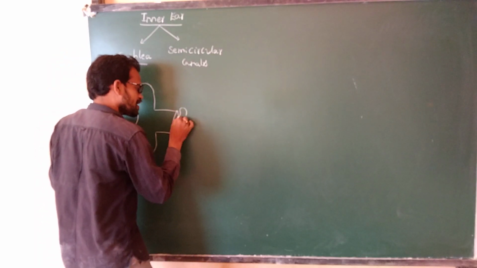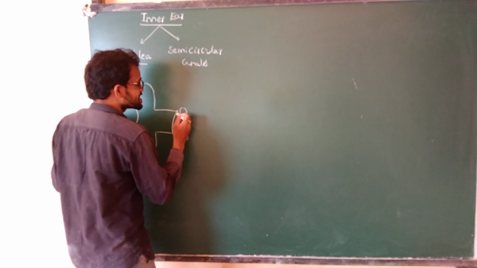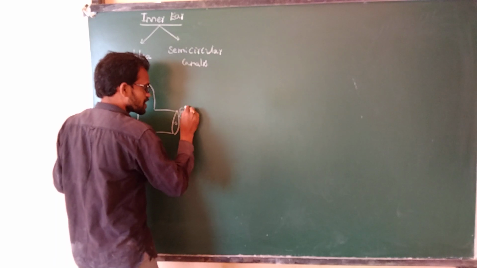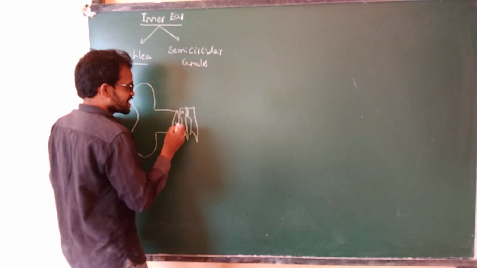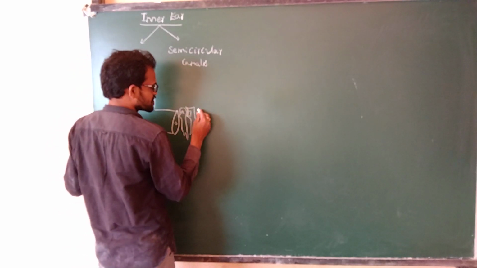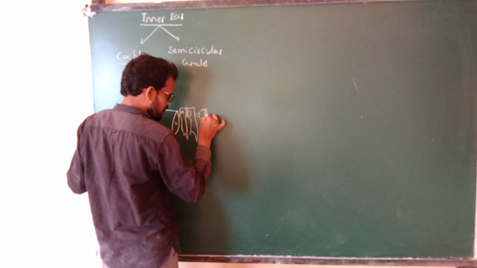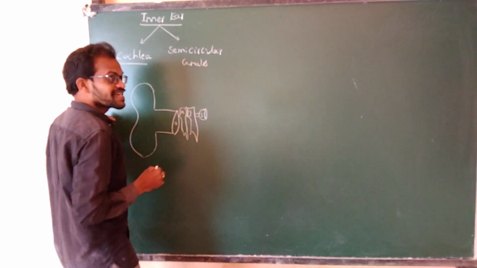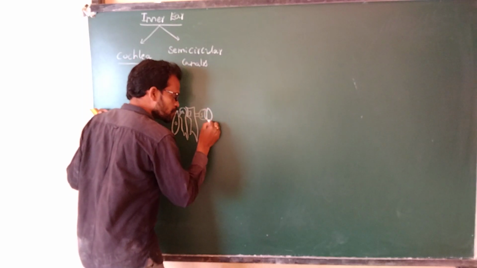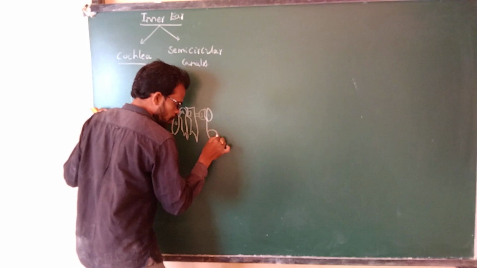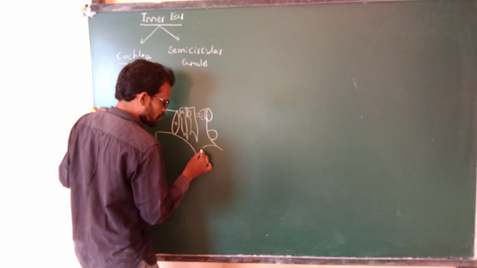The middle ear consists of three bones: malleus, incus, stapes. These three bones open into the oval window. Then there is the round window, and the Eustachian tube.